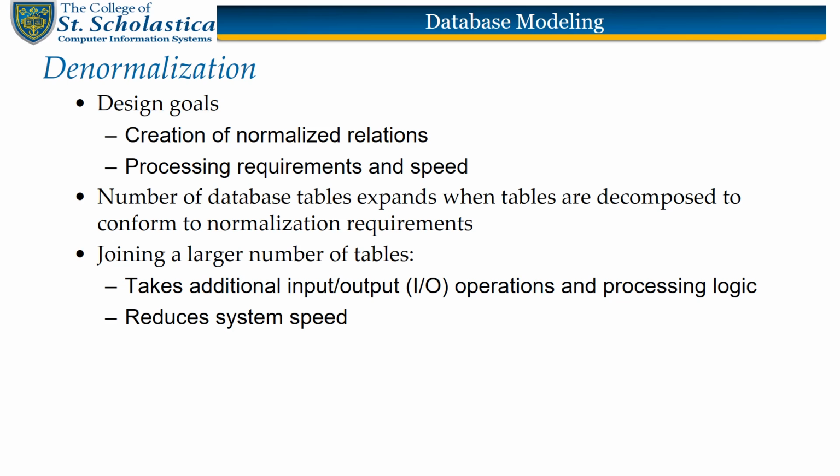Although the creation of normalized relations is an important database design goal, it is only one of many such goals. Good database design also considers reporting requirements and processing speed. The problem with normalization is that as tables are decomposed to conform to normalization requirements, the number of database tables expands. Therefore, in order to generate information, data must be put together from various tables. Joining a large number of tables takes additional input-output operations and processing logic, thereby reducing system speed.